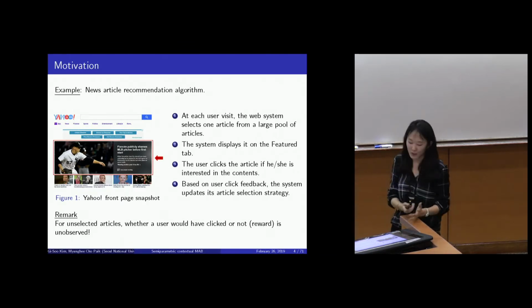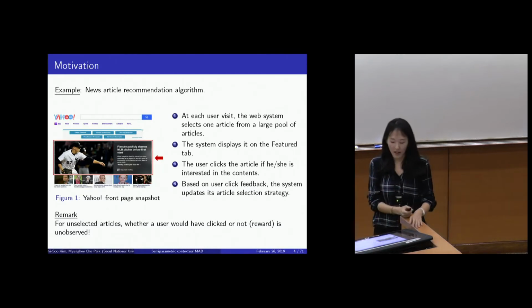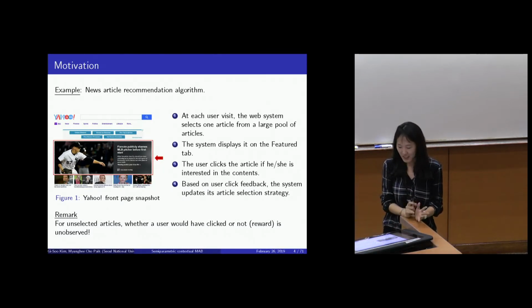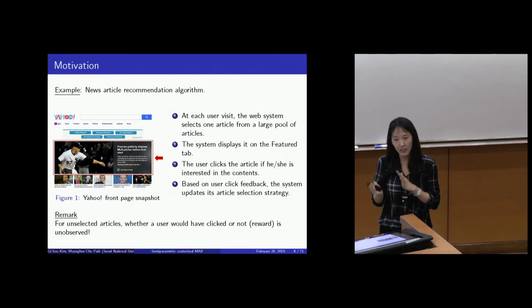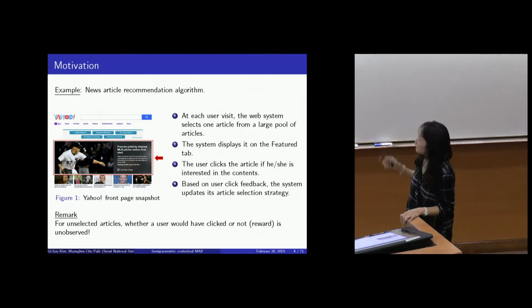So we'll take a close look at the settings. Every time a user logs in to the Yahoo web page, the Yahoo system selects one article among a large pool of many articles, and the system displays the selected article on the main position, which is called the feature tab. Then the visiting user clicks the article only if he or she is interested in the contents. And based on whether a user has clicked the article or not, the system updates its article selection strategy. And the system repeats this whole process over time.